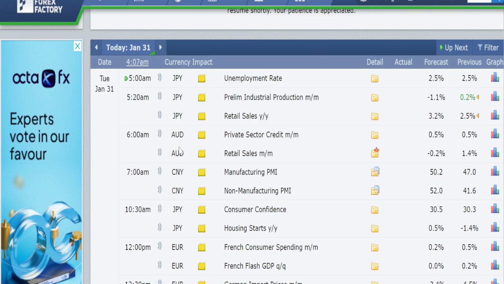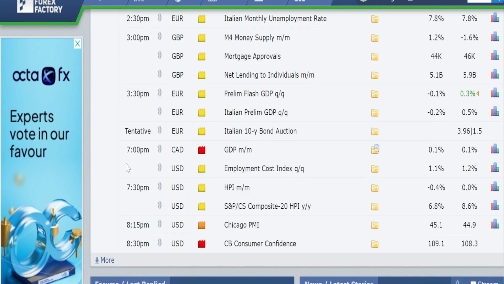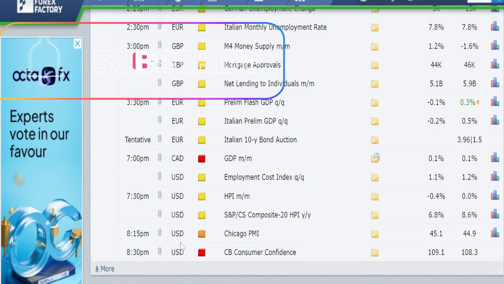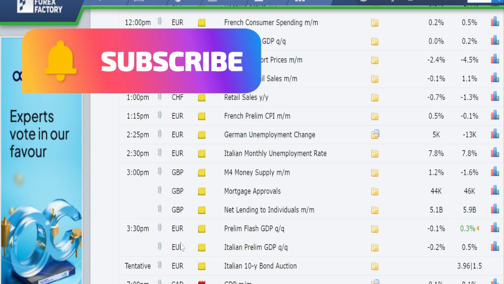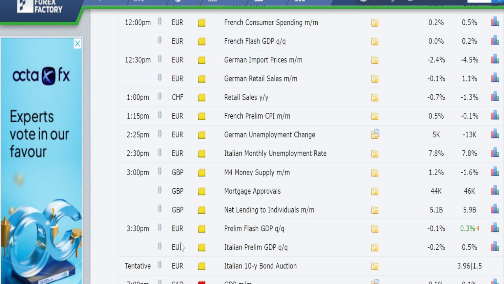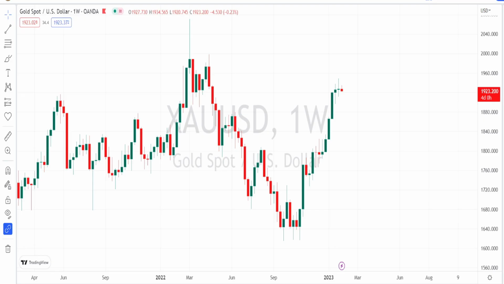So when we look at the economical events plan for today, Jan 31st, Tuesday, at 7 p.m. we have high impact news planned for Canadian dollar related currency pairs, and at 8:30 p.m. we have high impact news planned for US dollar related currency pairs. Otherwise we don't have any high impact news for any of the major currency pairs. Let us look at the price action.